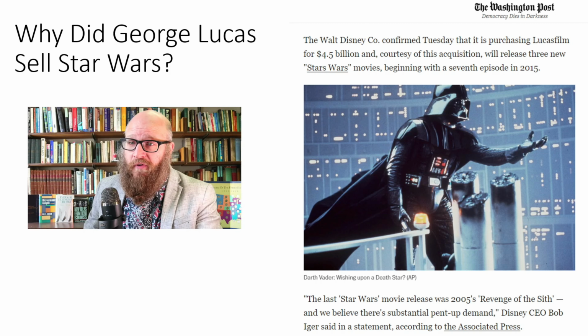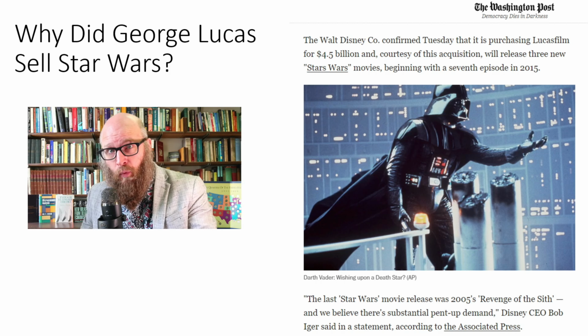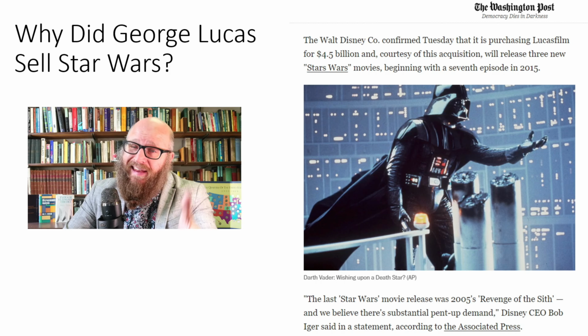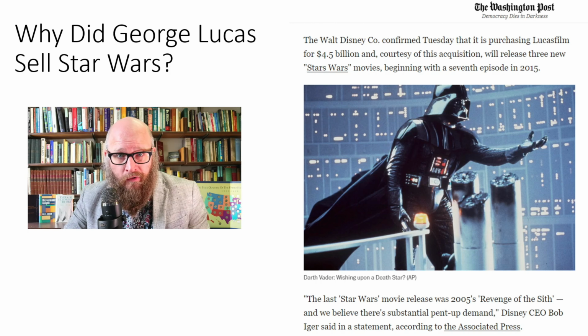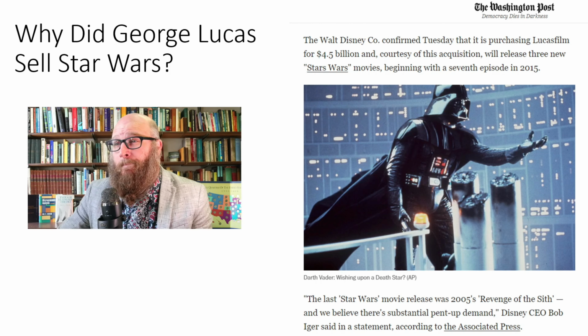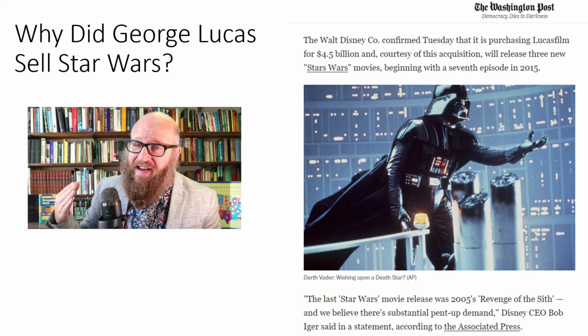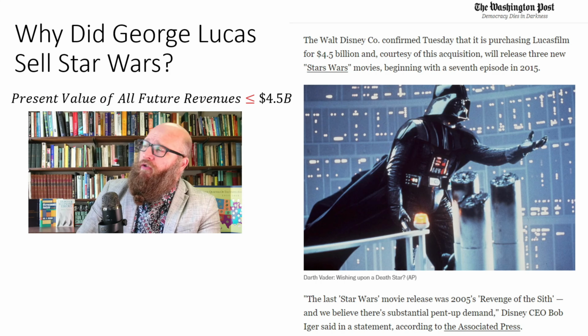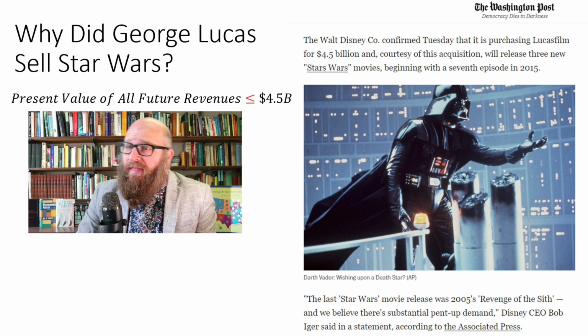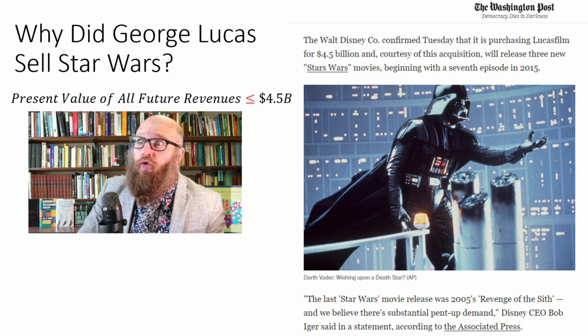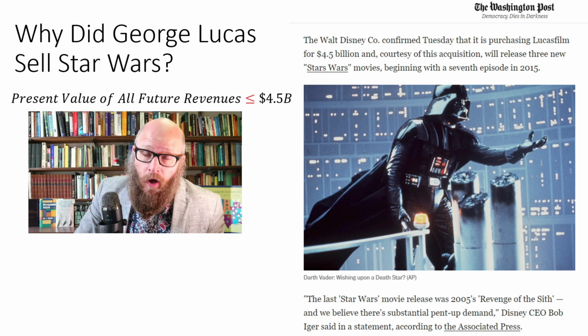These calculations help us to understand big decisions across the world. For instance, why did George Lucas sell Star Wars? In 2012, the Walt Disney Company purchased Lucasfilm, owned by George himself, for $4.5 billion. George and his accountant were looking at the math, and they decided that the present value of all future revenues for himself was going to be less than that $4.5 billion.